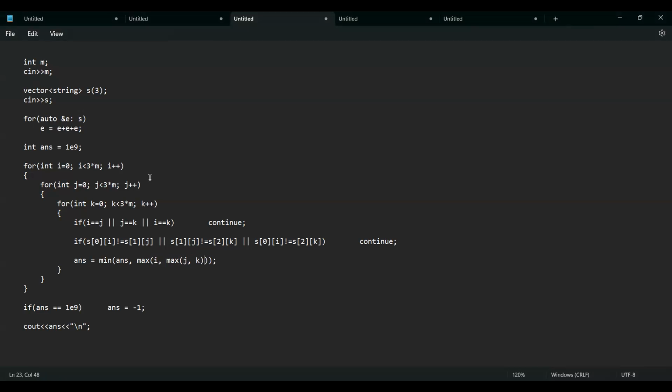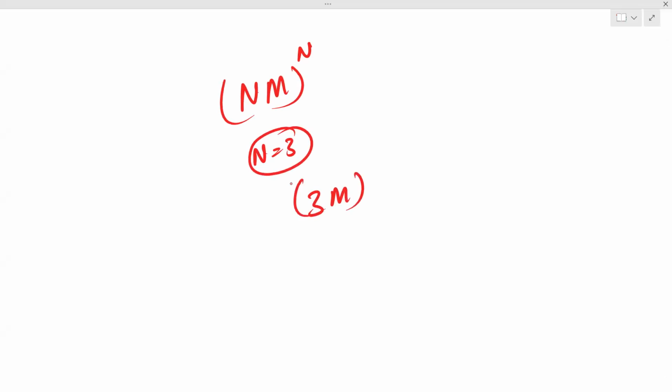Can you explain the complexity of this approach? It is 3m cube. So will this also work for the hard version, right? No. Here 3 is n, so the complexity for that will be n times m to the power n. And n in this problem is 3. So it is 3m cube, and m is less than or equal to 100. So that's why it's working.